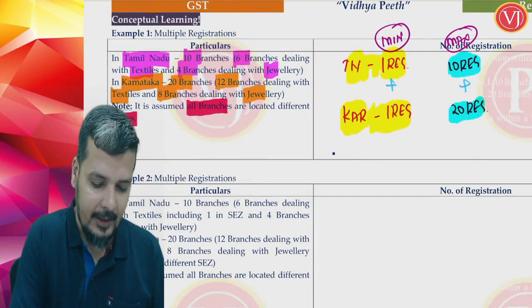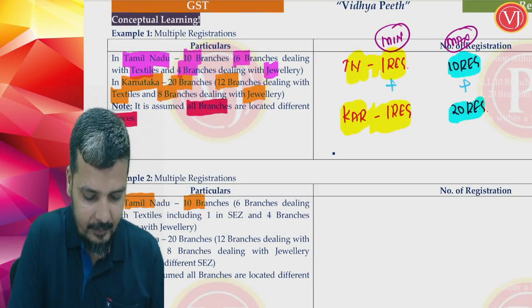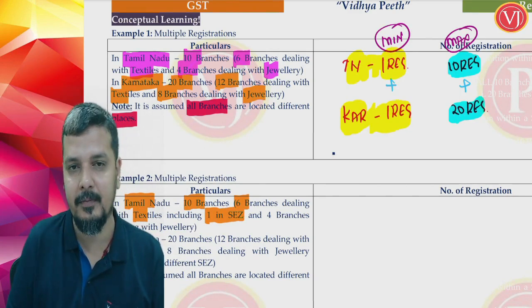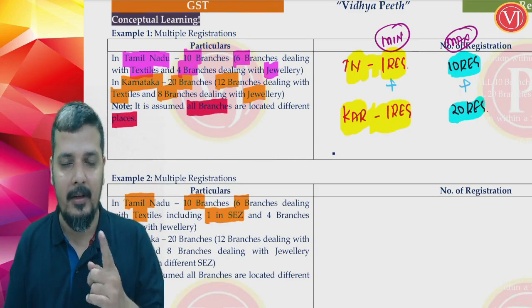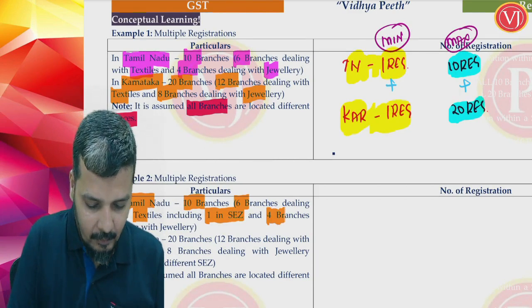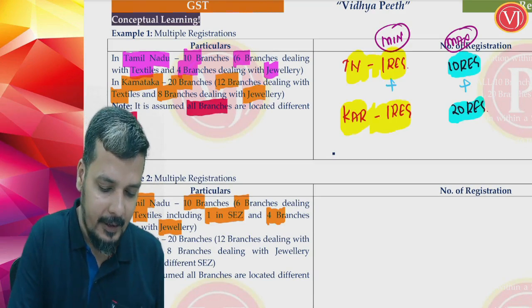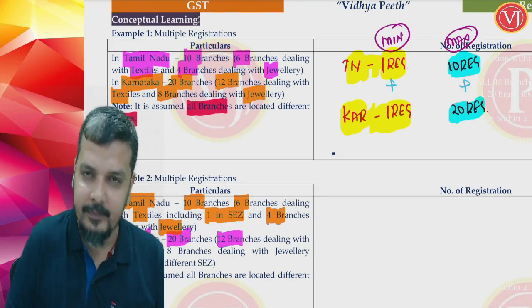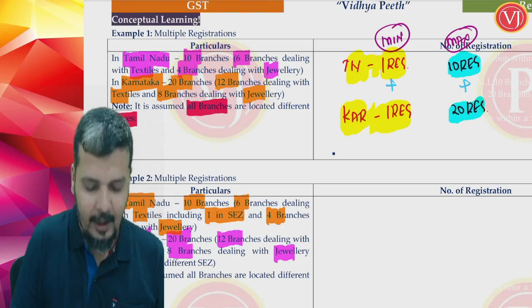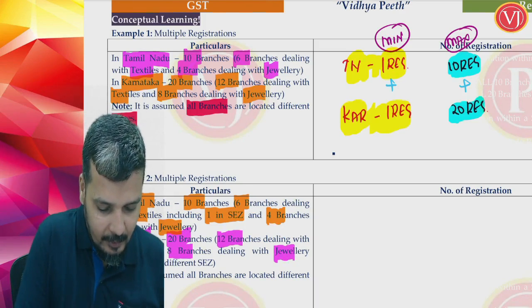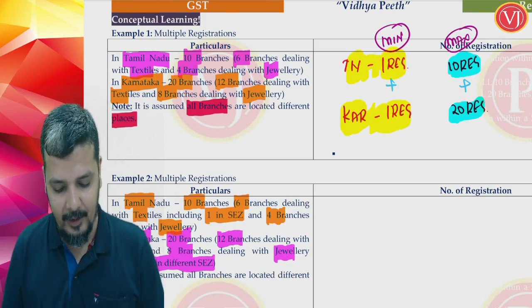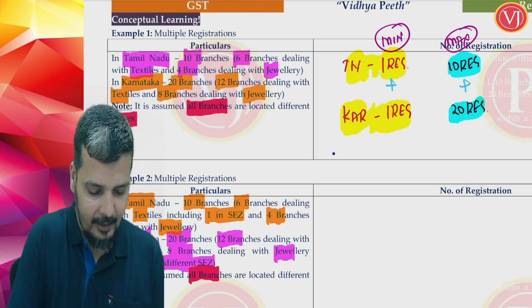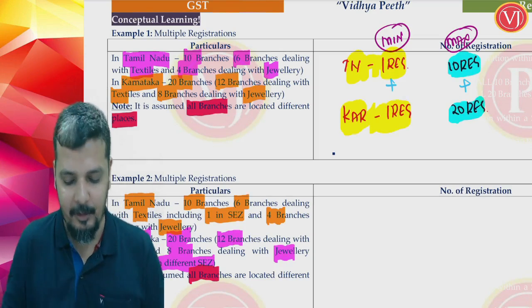If I change the question and tell you that in Tamil Nadu they have 10 branches, 6 are dealing with textiles, including 1 in a special economic zone. So 6 are dealing with textile, but 1 is in a special economic zone. The other 4 are dealing with jewelry. In Karnataka, you have 20 branches. 12 are dealing with textile and 8 branches are dealing with jewelry. Out of the 8 branches dealing in jewelry, 2 are in 2 separate special economic zones. And with the same understanding, all the branches are separate places of business, separate establishments.